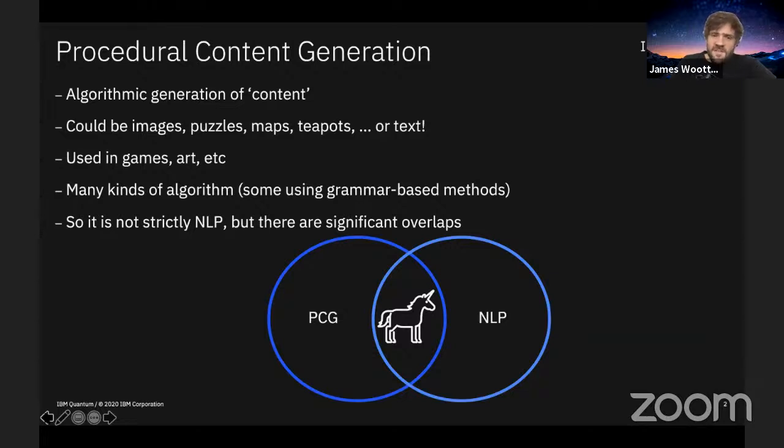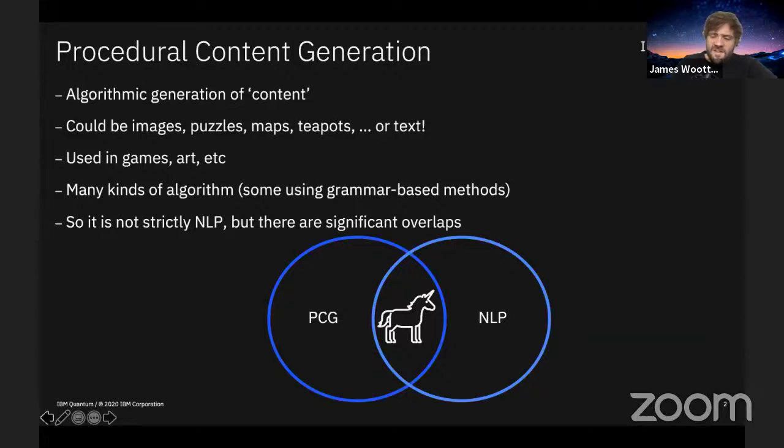And for this audience, it's worth pointing out that some of these are grammar-based methods. So this isn't natural language processing. It's not strictly a subset of natural language processing, but there is significant overlap. For one thing, because you might want to generate a language, the constraints that you have for it to be good content might involve some language processing, because you might want the text you generate to actually make sense, for example. And also the use of grammar-based methods means that lower down there's some overlaps as well.